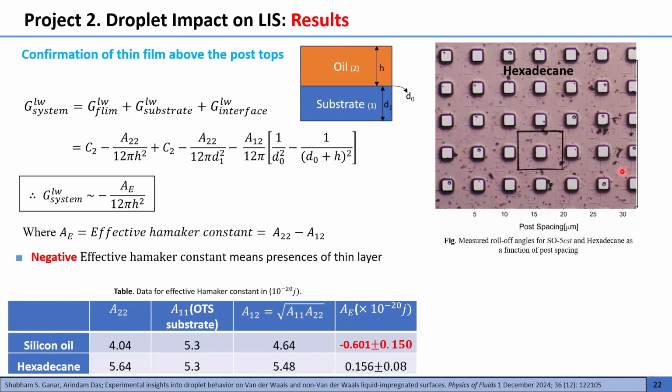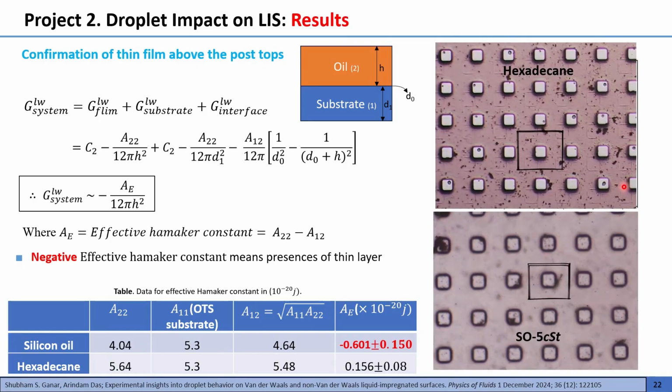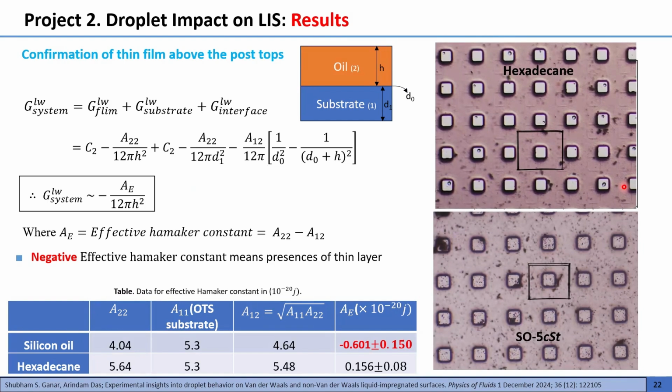The microscopic observation of the textured surfaces shows particle movement only beside the posts in hexadecane, meaning there is no thin film, whereas for silicon oil, you can see the particles moving above the top of the posts, which suggests that there is a thin film of silicon oil on the top of the posts.